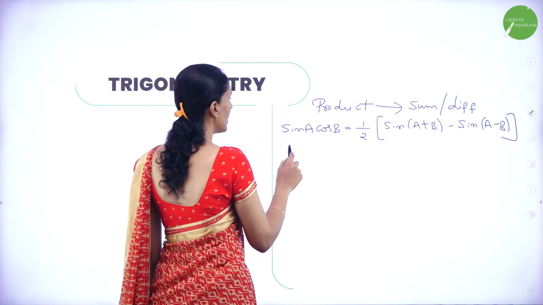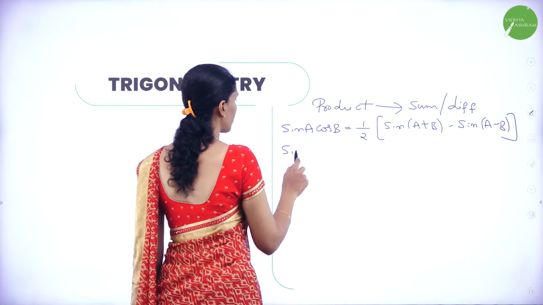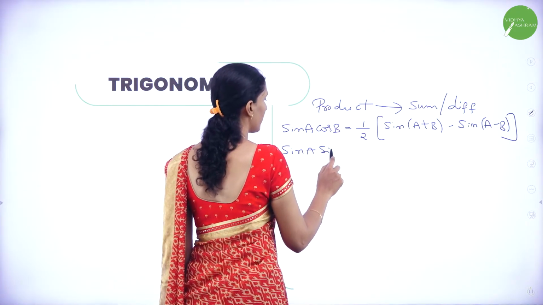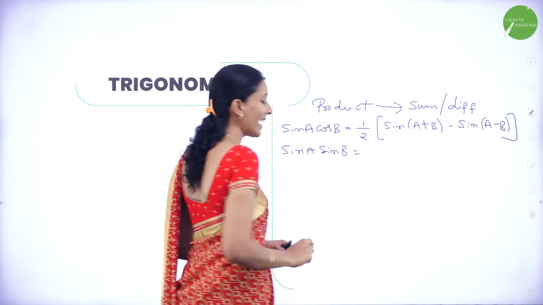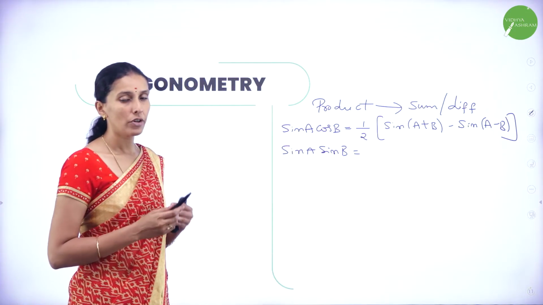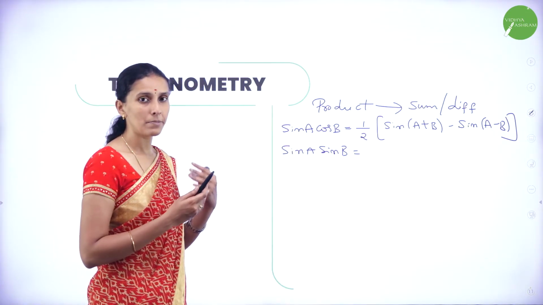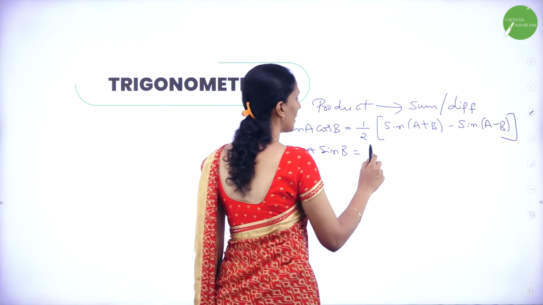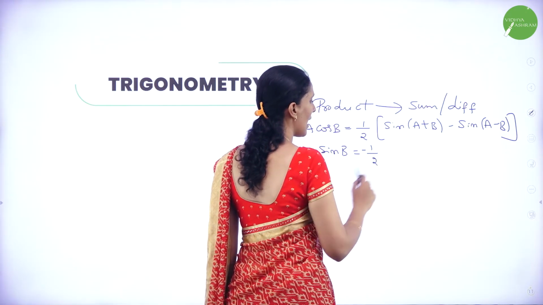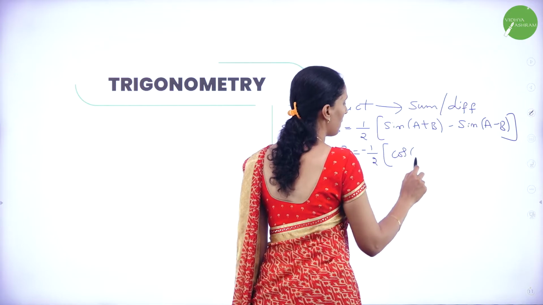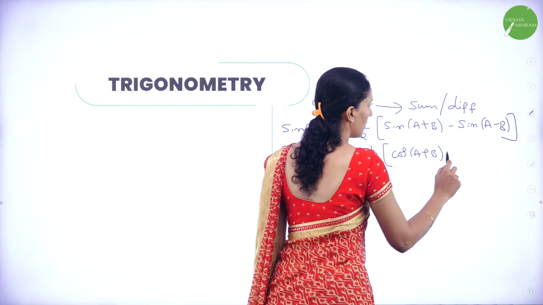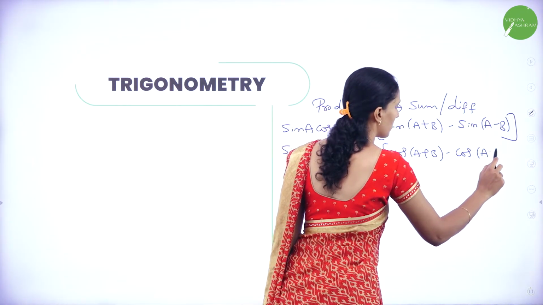Again we have sin A and sin B. If you want sin A sin B, then you should subtract cos A plus B and cos A minus B. So therefore that is minus half of cos A plus B minus cos A minus B.